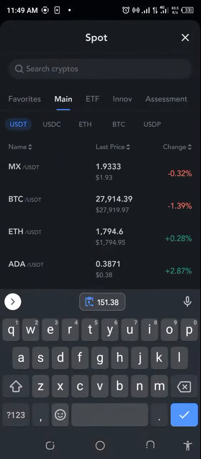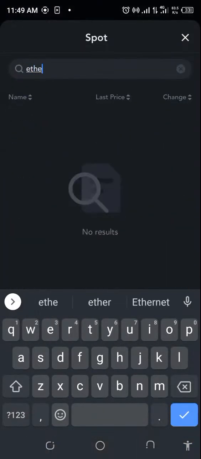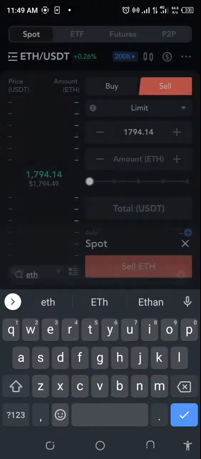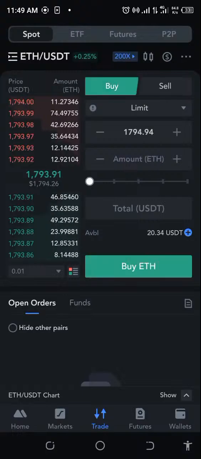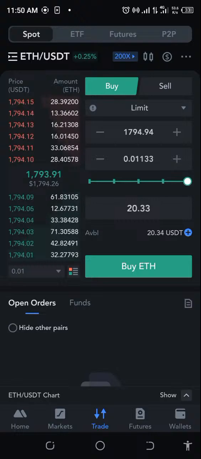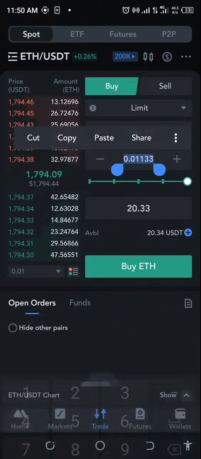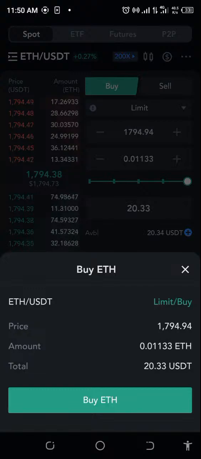Okay. So that's ETH. So we need to get ETH. Okay. First thing we need to do is buy ETH. And then, how much is it picking up? Just about 20.33. Let's go ahead and buy. Okay. Let's hope this is going to work.